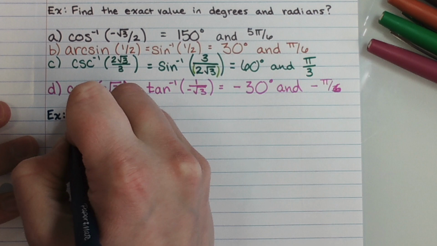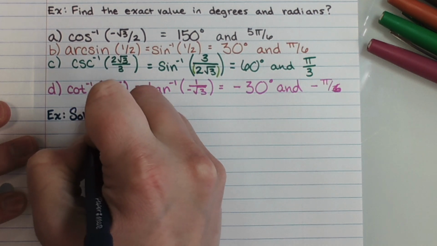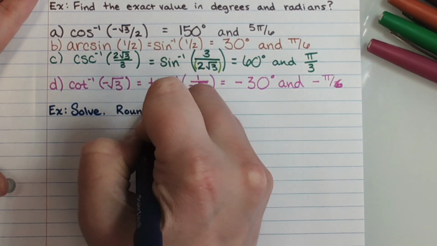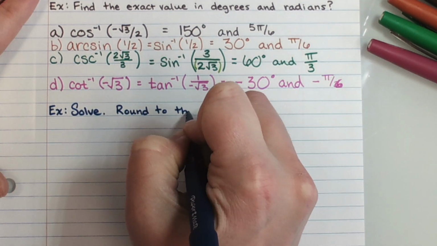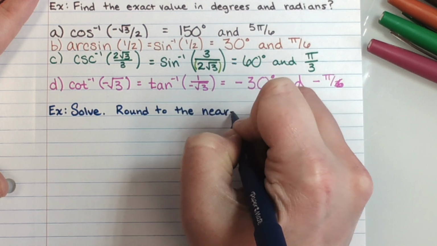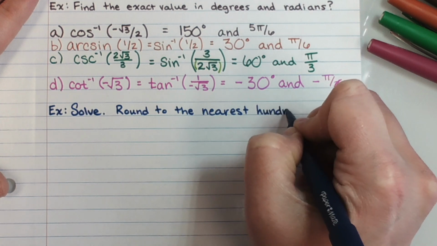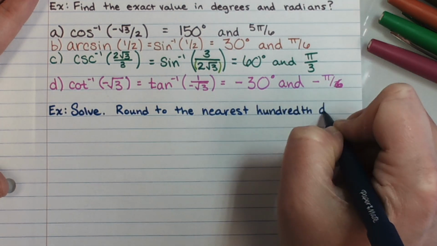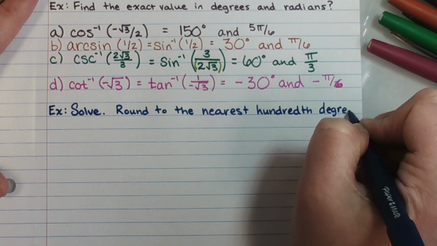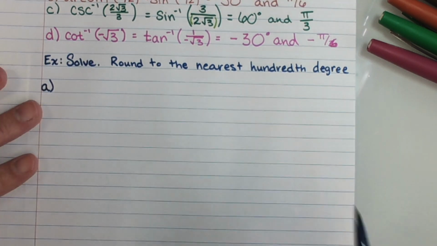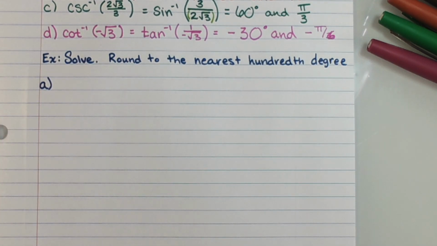Next set of instructions. We'll say solve. We're going to round to the nearest hundredth degree. Hundredth is how many decimal places? 2. 100 has 2 zeros. 2 decimal places.